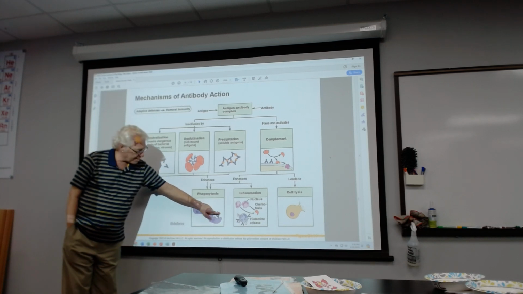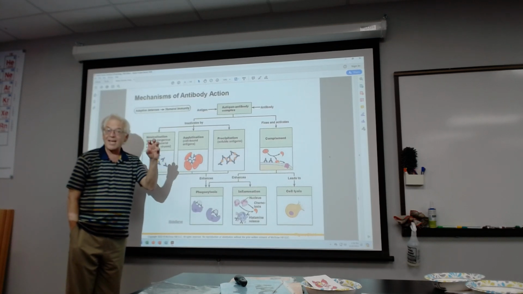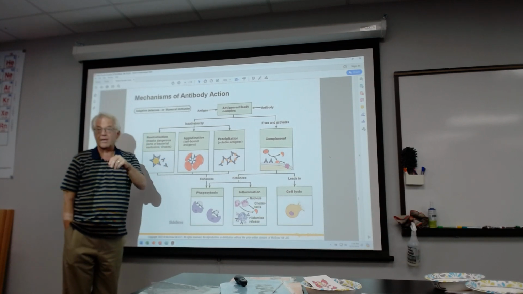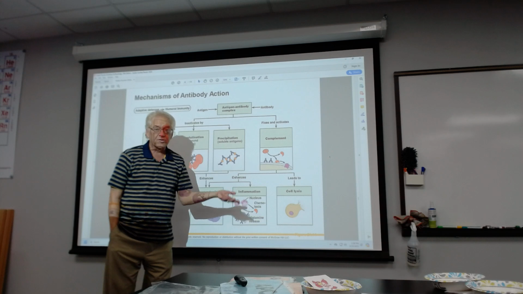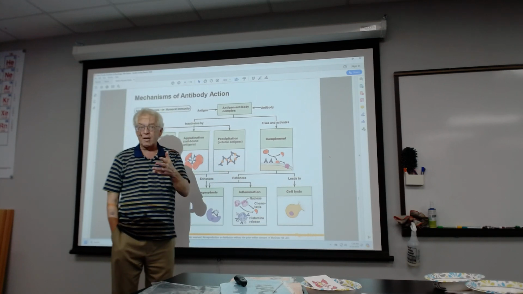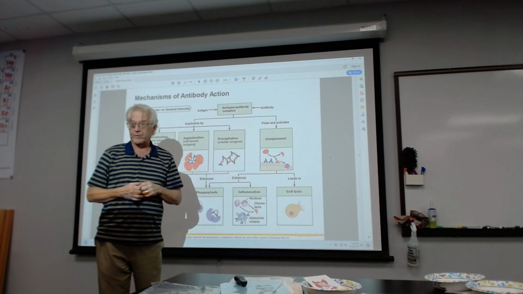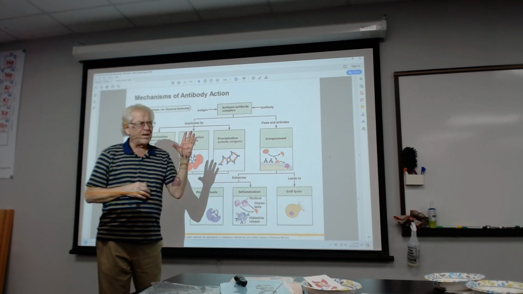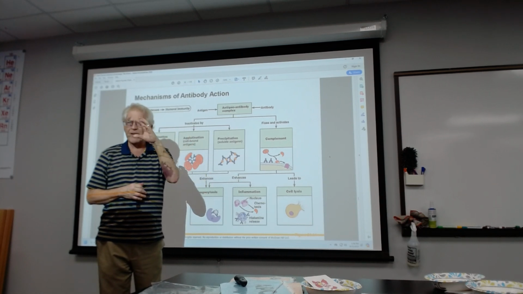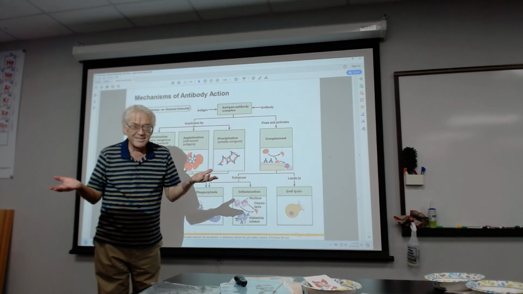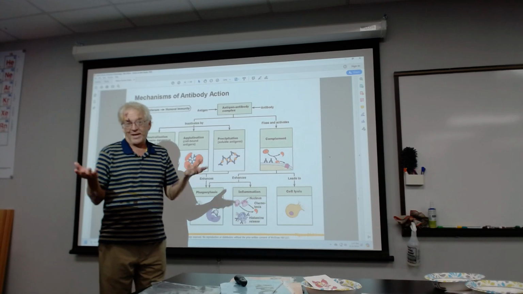Complement will coat a bad guy and make it what? Tasty. And your macrophage will eat it. Got it? It's like a plain donut versus a glazed donut. You put the glaze on it, ooh, I'll eat that. 10-4, that's the antibodies. You might say, wait a minute, aren't you eating the antibodies while you're eating the bad guy? Yeah, but that's okay, it's just protein. We'll make more and they can use it.